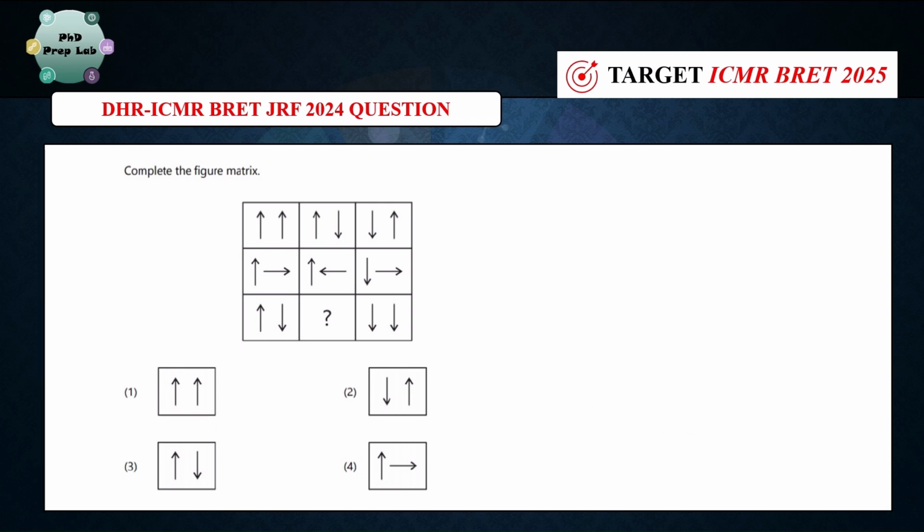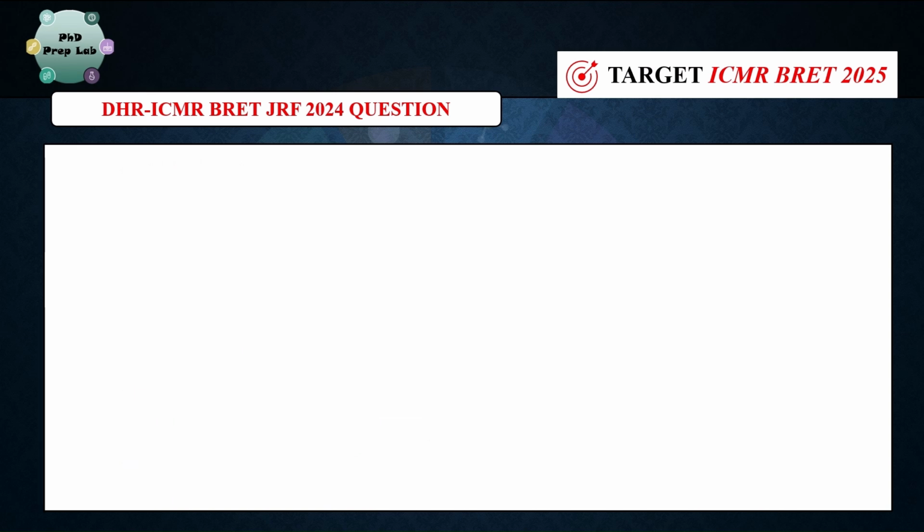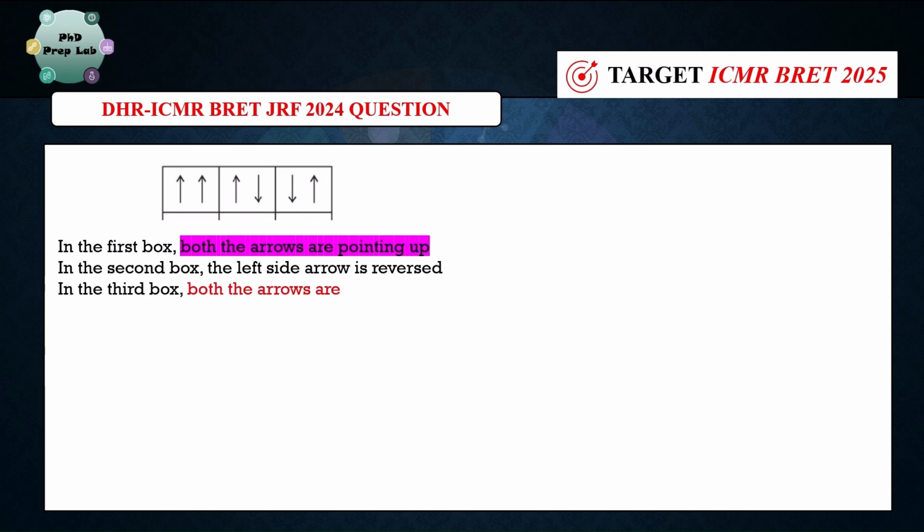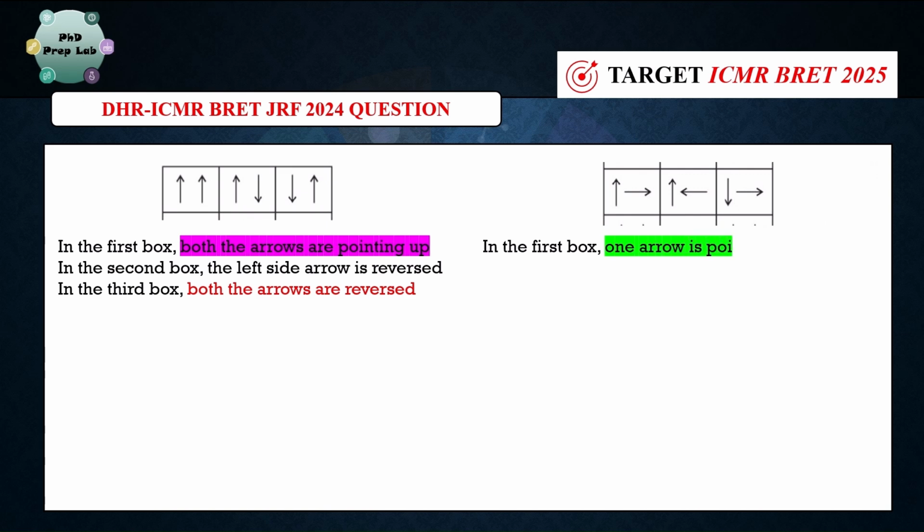Similarly, using the explanation I gave previously, you can solve this particular question, which was given in the 2024 ICMR examination. You have 3 rows again. In the first box of the first row, both the arrows are pointing upwards, but in the second box the arrow on the left side is reversed, and in the third box both the arrows are reversed. The second row also follows a very similar pattern.